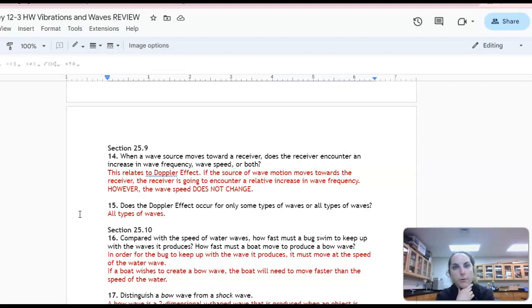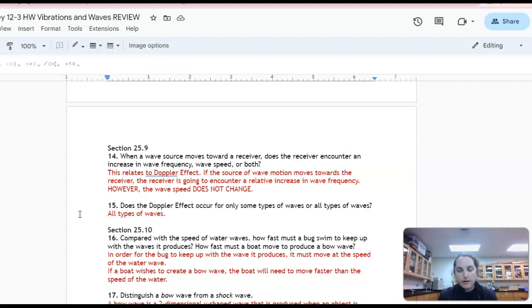Number 14, when a wave source moves towards a receiver, does the receiver encounter an increase in wave frequency, wave speed, or both? This has to do with the Doppler effect. When we have a source that is moving towards the receiver, that means the source creating this vibration is moving towards something that is observing that vibration. If it's moving towards the person that's looking at it, then the frequency is going to be seen as an increase. We saw this with the train coming at us or the car horn coming at us. That was an increase in wave frequency.